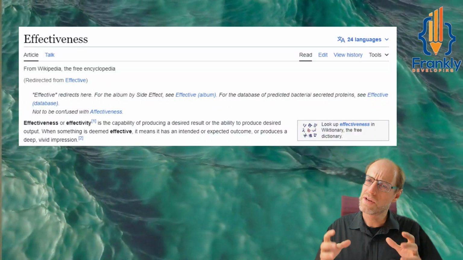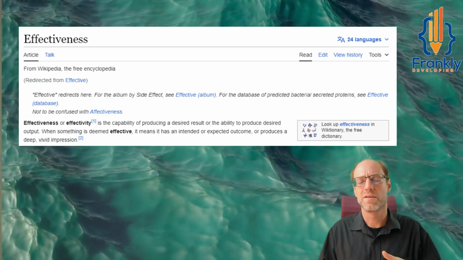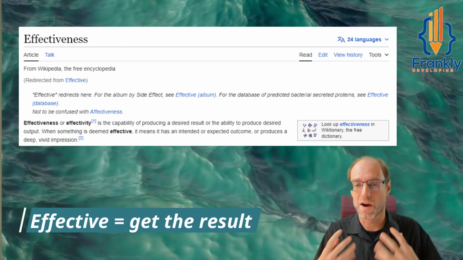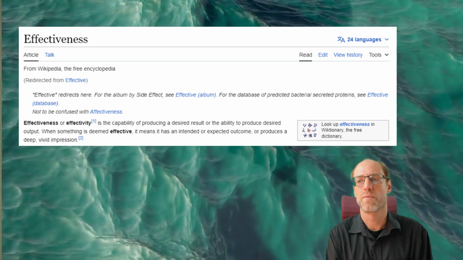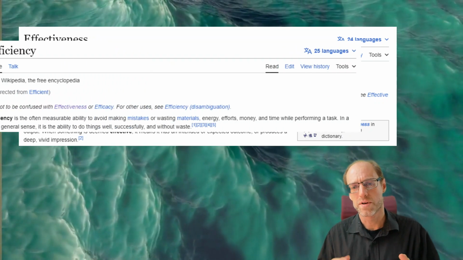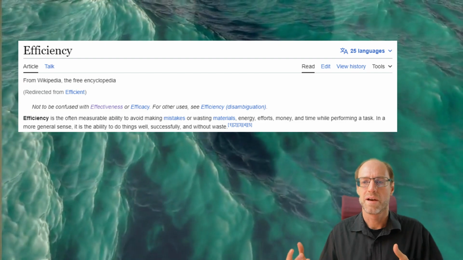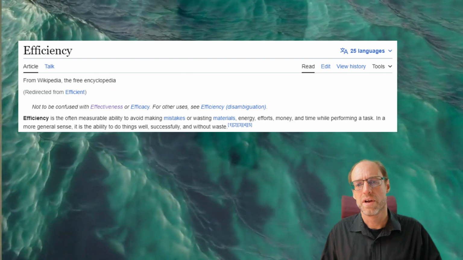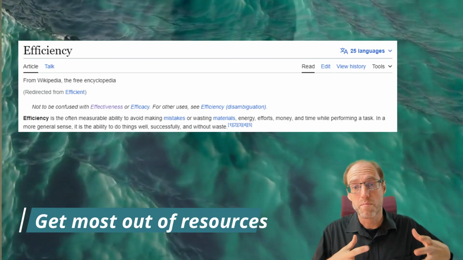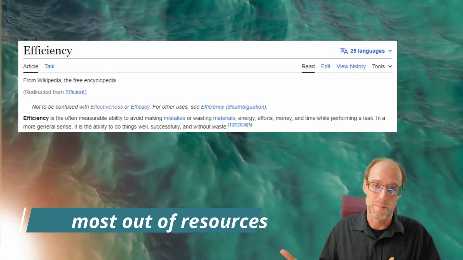Let's start by looking at the Wikipedia definitions of these terms. Effectiveness is the capability of producing a desired result, or the ability to produce a desired output. So it's just about getting it done in a correct way. And then efficiency, when you contrast it, is the ability to avoid making mistakes or wasting materials, energy, efforts, and so on. So it's all about making the most with the resources you have available.